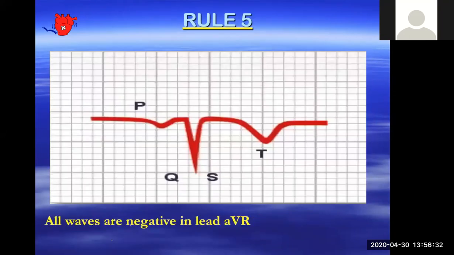And always look at AVR. AVR, as I said, is from the right arm, actually looking away from the heart, the electricity going completely away from it. So all the waves should be negative. If it is positive, then either your leads are wrong or there is some abnormality, like right ventricular hypertrophy or right bundle branch block.